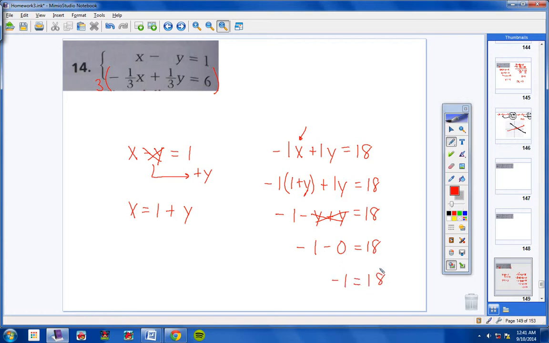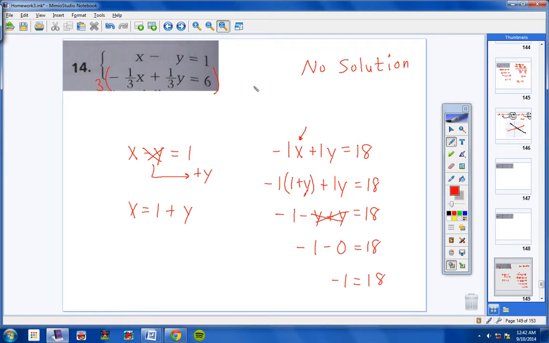And of course, that doesn't even make any sense. There's no variables left here. This is not even a true statement. Now, students, listen to me. When this happens, when all of your y's cancel out, or your x's, and you're left with a false statement like this, negative 1 equals 18, then the answer is simply this: no solution. Now, if you're saying, Mr. Earhart, how can we have no solution? Well, think about it.